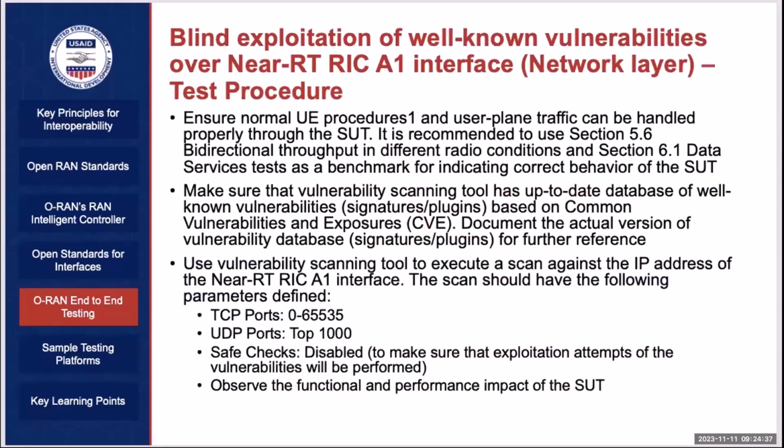So here are some test procedures on the exploitation of the A1 interface over the near real-time RIC by the network layers. A sample here is, if you could see it, or maybe you would intentionally put your vulnerability scanners within the subnet of the A1 interface, and you have a list of well-known vulnerabilities, their signatures and plugins, and then you have your common vulnerabilities and exposures list, CVEs, and document the actual version of the vulnerability database and signatures for reference.